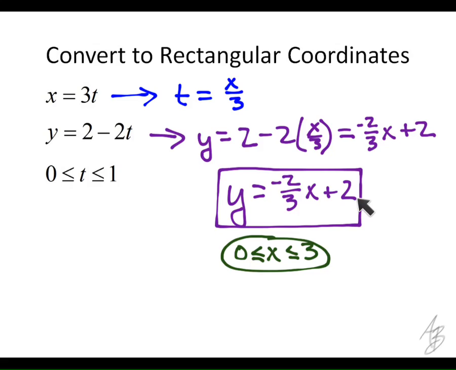And so what I have now is an equation that's familiar to me and a domain that is familiar to me. So I could graph this now just by graphing the slope-intercept form of this line and then graphing it between 0 and 3.